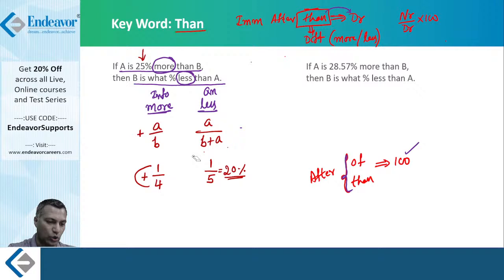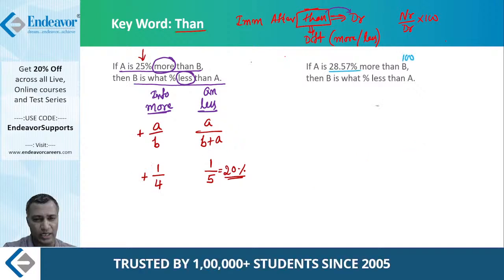Take a look at this question, the second one, on the other side of the spectrum. A is 28.57% more than B. Doesn't look pretty appealing. Even if you write B as 100, we were told that whatever comes after "than", treat that as 100. All right, 100 plus 28.57 will look like 128.57. Nobody likes this number. It's not very appealing to us.